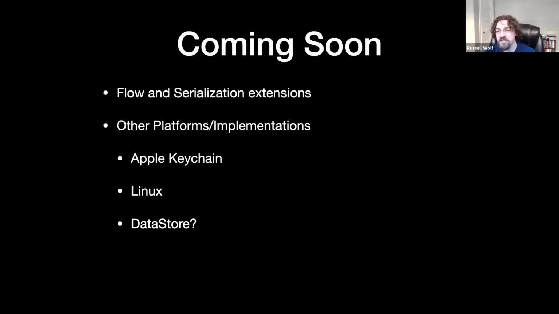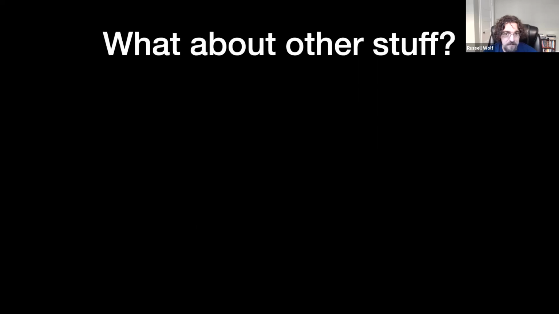Lastly, Android just put out this new, essentially shared preferences replacement called DataStore, which is purely coroutine based and completely asynchronous. And I would like to find a nice way to integrate with that. But it behaves very differently to the other existing implementations, so it's going to be some work. So what about other stuff? We're coming up on time, but I will try to be quick.